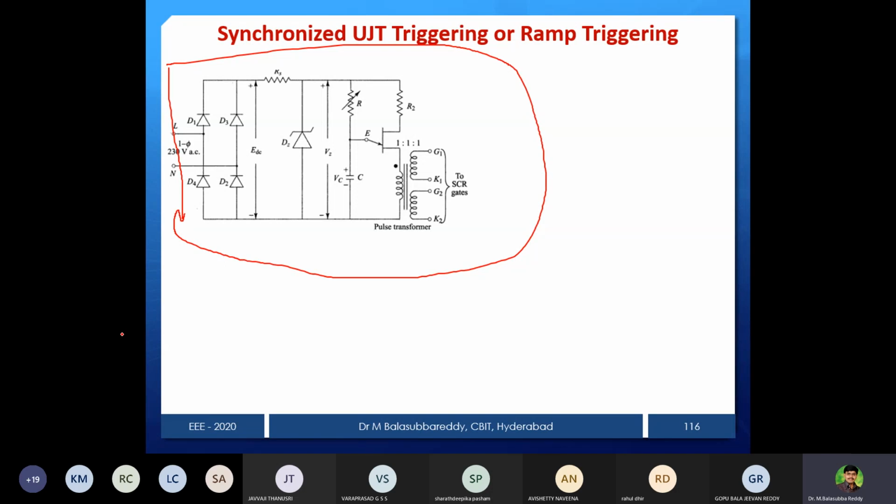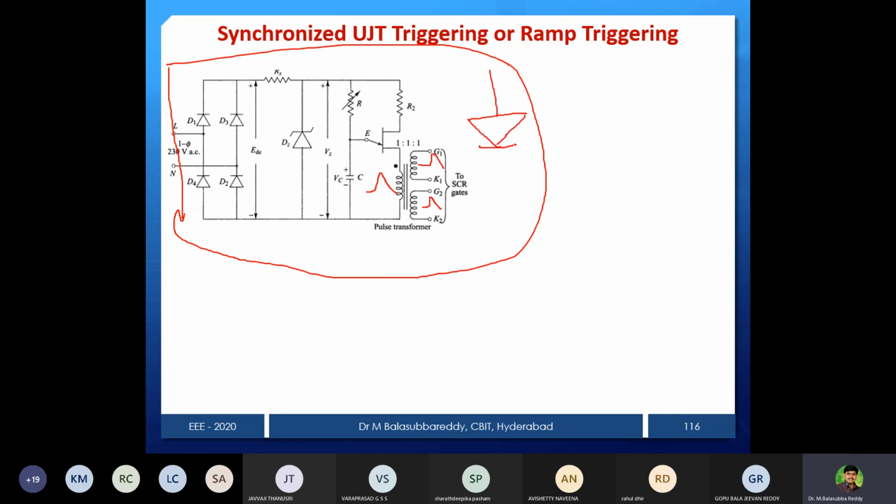The charging time constant is tau equals RC, and once it reaches VP, the UJT will trigger. Once the UJT is triggered, that pulse is connected to the primary of a transformer. Whatever pulse we obtain is given to the primary of the transformer, and automatically a pulse will be induced in the secondary.